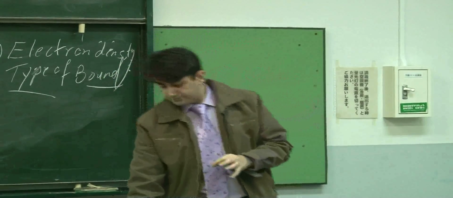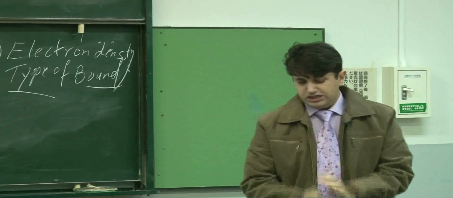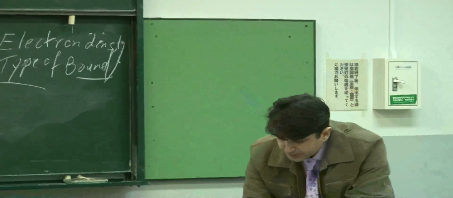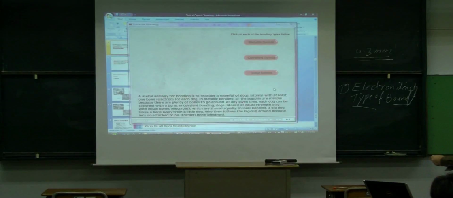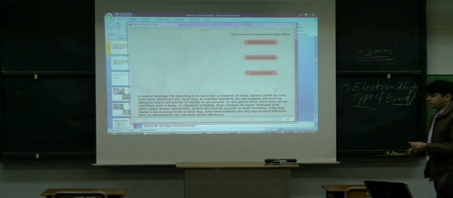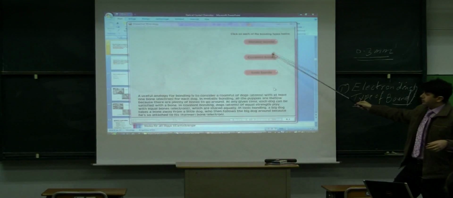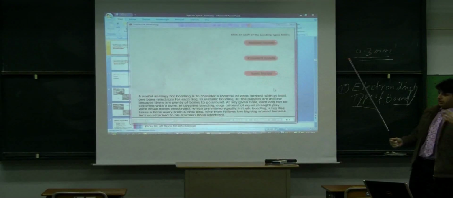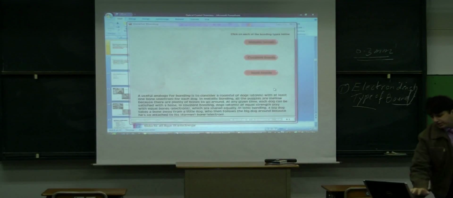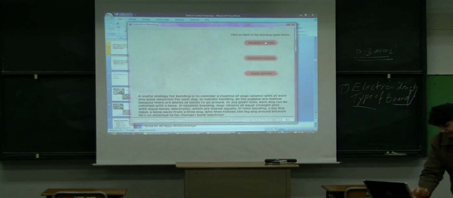First one, I will show you the types of bond here. We have three types of bond in minerals: a metallic bond, a covalent bond, and an ionic bond. So please take a look.